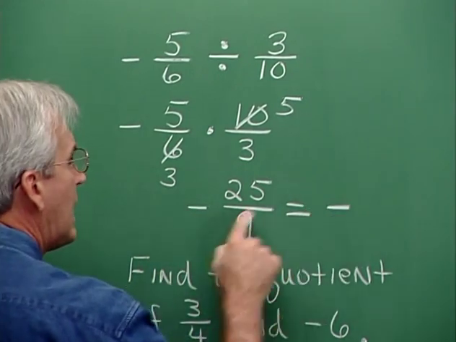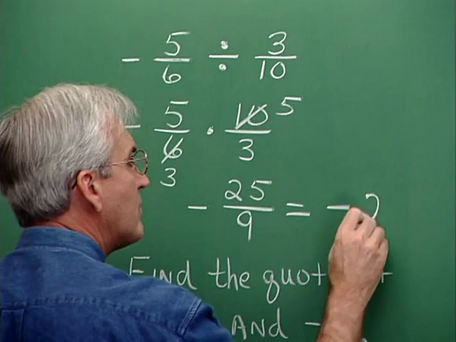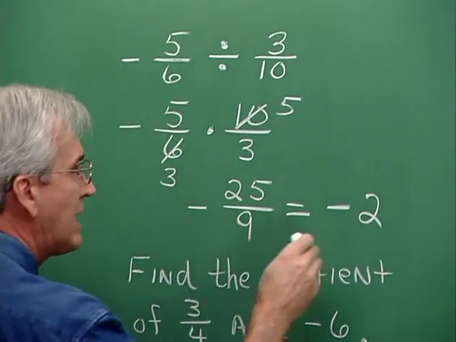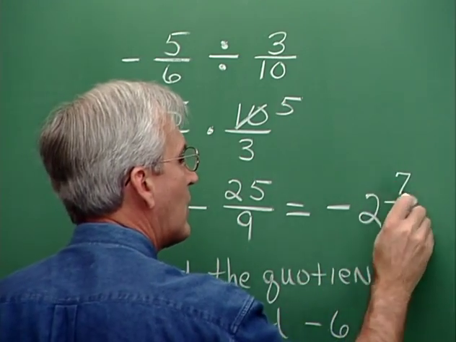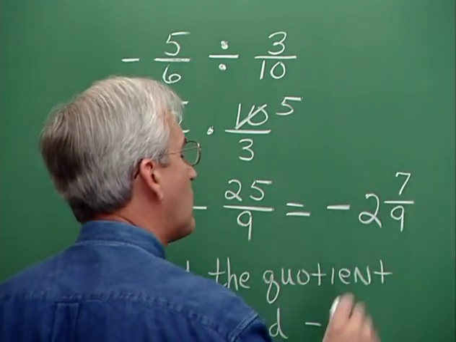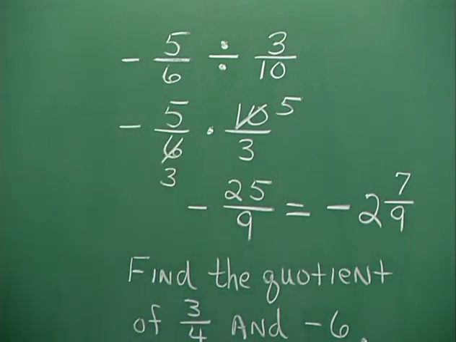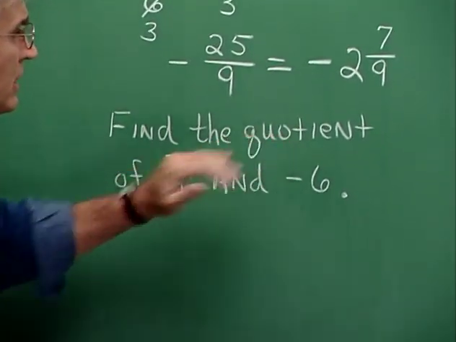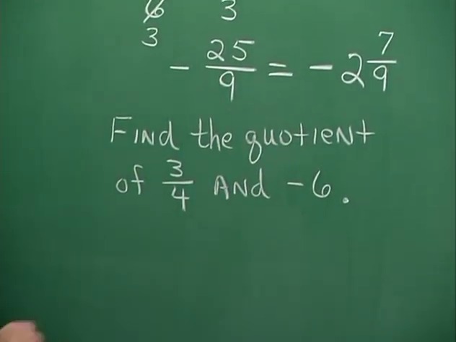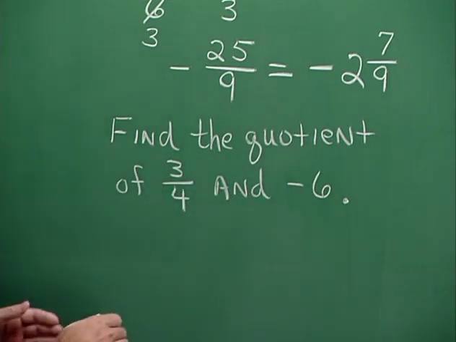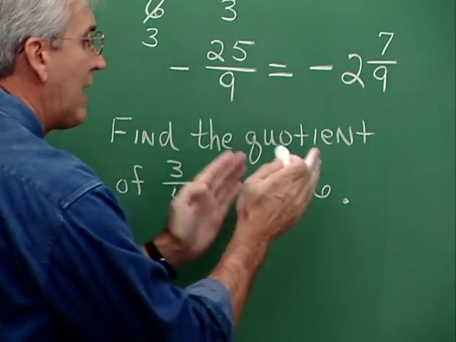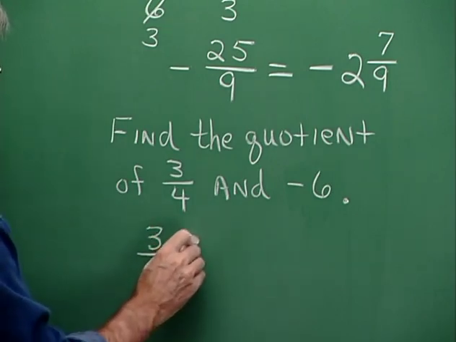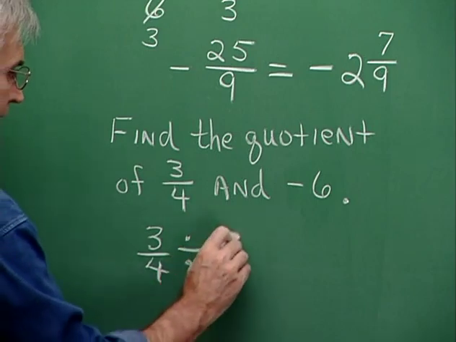It's negative. 9 into 25 goes 2 times. 9 times 2 is 18. And what's left over is 25 minus 18, or 7. So it's negative 2 and 7/9 for the final answer. If we want to find the quotient of 3/4 and negative 6, quotient is the answer in a division problem, and so this implies a division problem, and it's this number divided by that number. So we write it that way, 3/4 divided by negative 6.